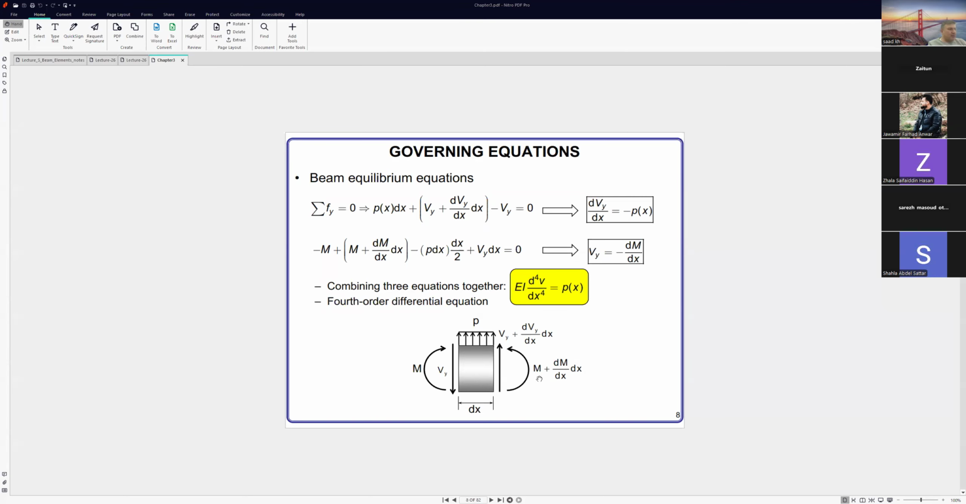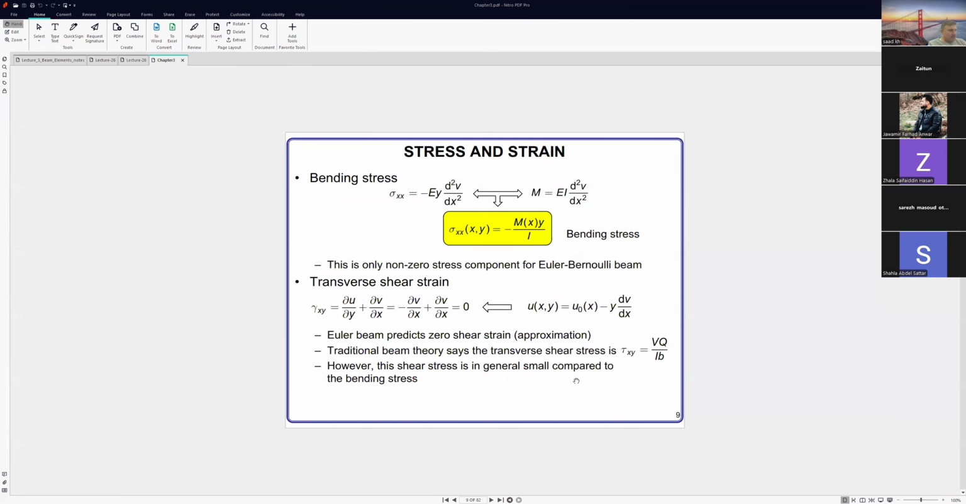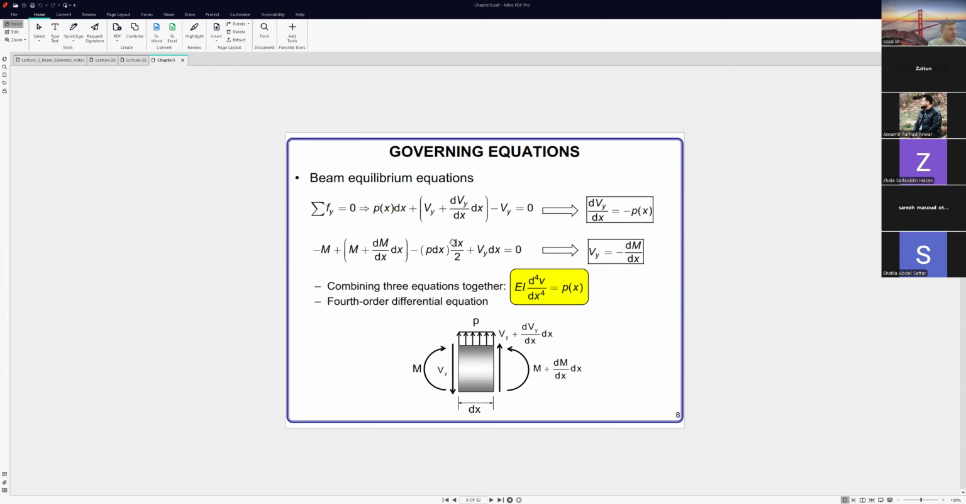This is the general convention and way to get the segment. Here we have the moment plus dM over dx times dx. So we say that the summation of Fy is equal to 0. We have P of x, which is distributed load. We should multiply by dx to get the concentrated load, plus Vy plus dV over dx times dx. This is upward, and downward we have Vy, equal to 0. So Vy cancels with this Vy. This is important to note.